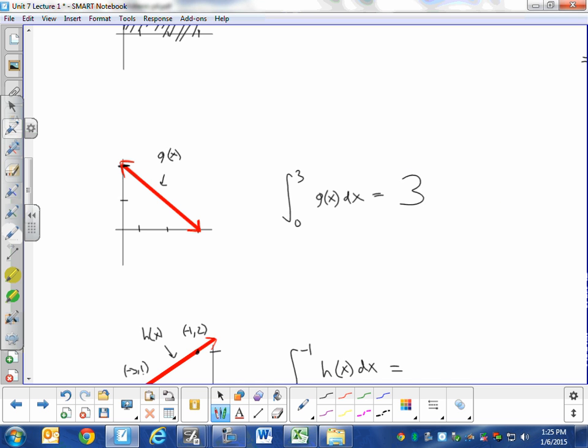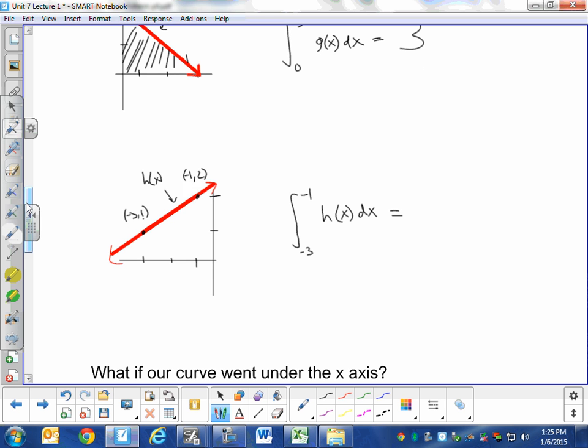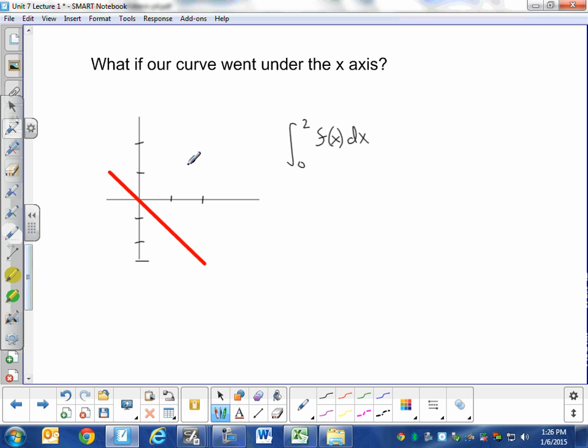Good call. All right, and that's because this is a straight line. I can find the infinite sum of infinitely skinny rectangles. This is the area using geometry. Something like this. What do we got? Four. Let's see. We're going to go actually from negative 3 to negative 1. So it's a 1 and a 2. So that's 3. The width is 2. So 1 half, 2. That's actually 3. Exactly.